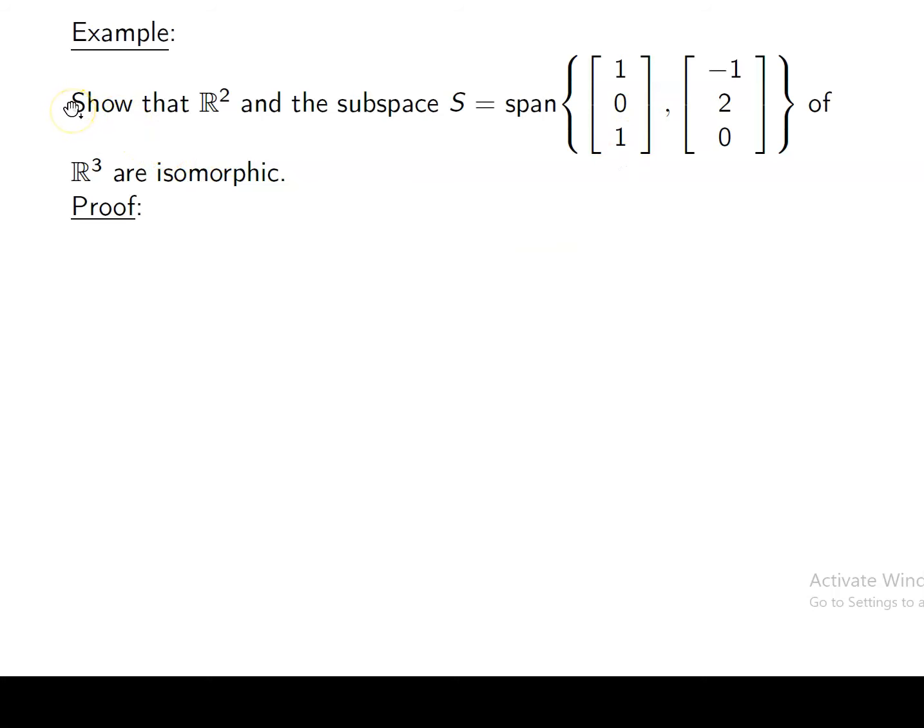It says show. Before we even get started, this is how I want you to think about this. What is the span of these two vectors? We have two vectors in R3. Together they make a plane in R3. What is R2? R2 is just a plane. It is a two-dimensional plane. This is a two-dimensional plane that is a subspace of R3. So since this is a plane and this is a plane, they're basically the same thing. So that's our idea, and we're going to move forward with this and show that they are isomorphic, that they're basically the same thing.